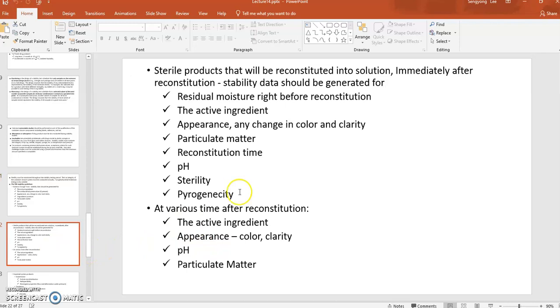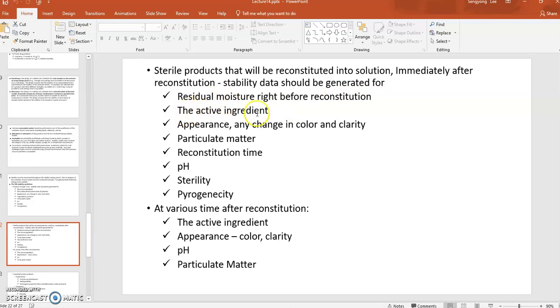Okay. And the sterile products that will be reconstituted into solution, freeze-dried drugs, immediately after reconstitution, stability data should be generated for, okay, like we talked about, 24 hours if it's not refrigerated. If it's refrigerated, 48 hours, they should be still good, right? So not only that, you need to test all these things. Residual moisture content right before reconstitution. Okay, so you're going to do the lab on this residual moisture content using Karl Fischer titrator. Okay, there's a way to measure that.